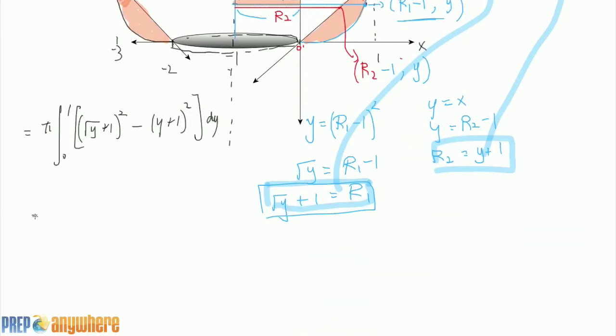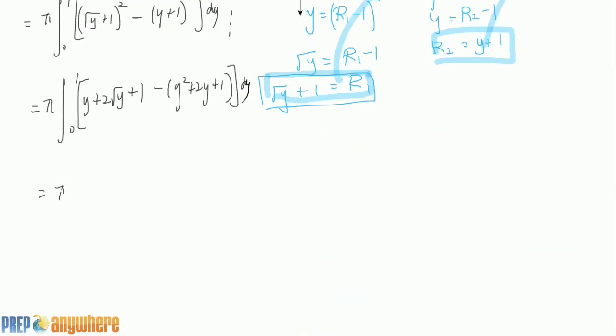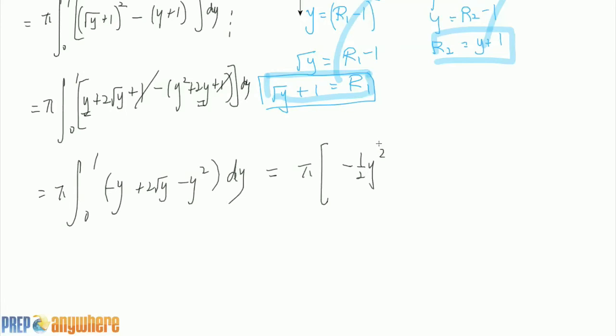Okay, so we get that. Clean that up, and we get the 1 cancels out, and the y and the 2y will cancel to minus y plus 2 root y minus y squared. Alright, so we have pi and negative half y squared plus 2 times 2 over 3, so it's 4 over 3. I'm skipping some steps here, so if you need to do it slower, do it slower.